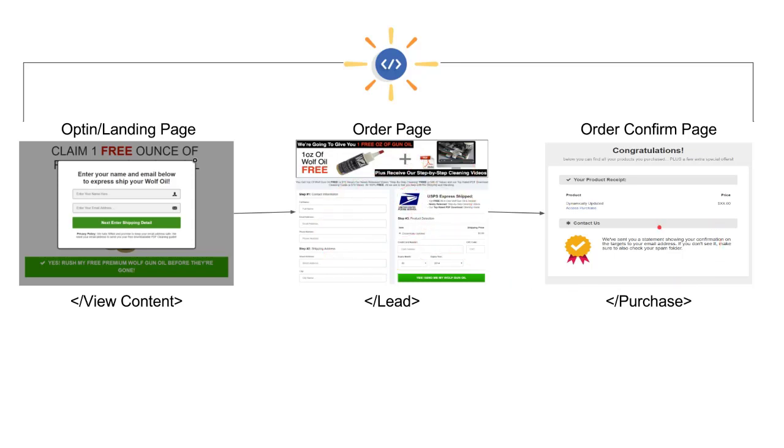And then we can say to Facebook that once they reach the order confirmation page, they have completed a purchase. And we know that because the only way they get to this page is if they enter their shipping and payment information on the order page. So we can say once they get to this page, they're a lead. Once they get to this page, they're a purchase. So we just need to add 2 additional pieces of code to each page. We need the lead and the purchase code.